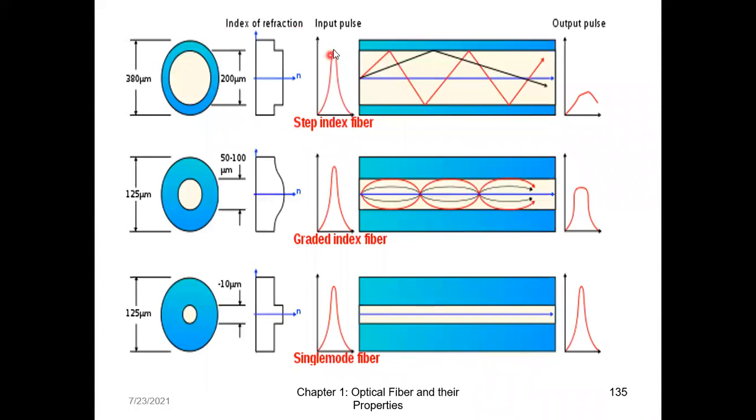So this is the input waveform. Multi-mode step index fiber: if this is my input waveform, due to modal dispersion, my waveform is spread. So at the output, I will have such a characteristic. This is multi-mode graded index fiber. To reduce modal dispersion in multi-mode graded index fiber, I will have a little bit of attenuation, but the shape is maintained over here.